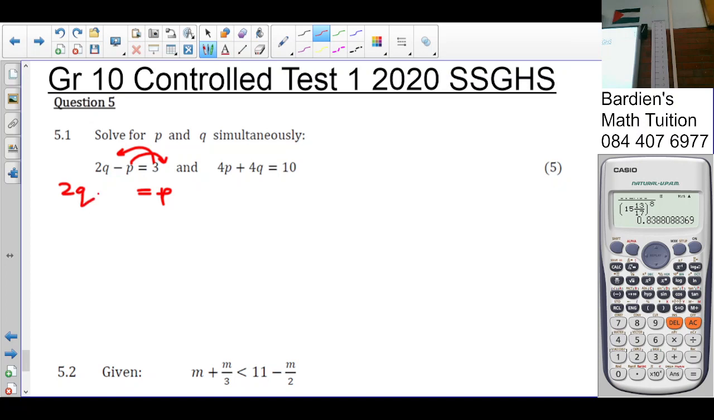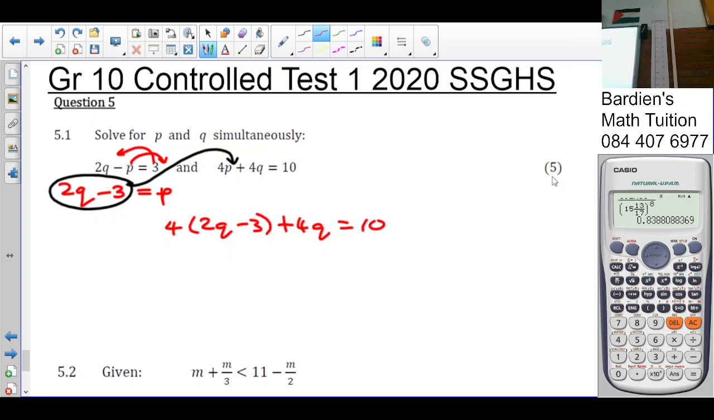So it's 2q minus 3. So wherever P is in the second equation, we substitute 2q minus 3. So it's going to be 4 into 2q minus 3 plus 4q equals 10. So what do we do now? Get rid of the brackets. We solve for q now.